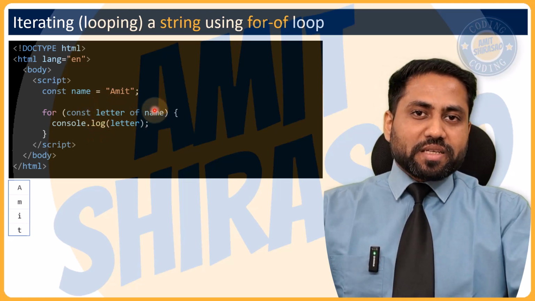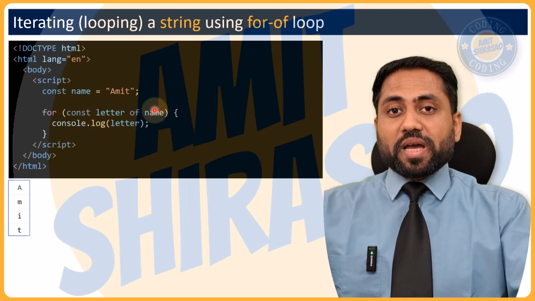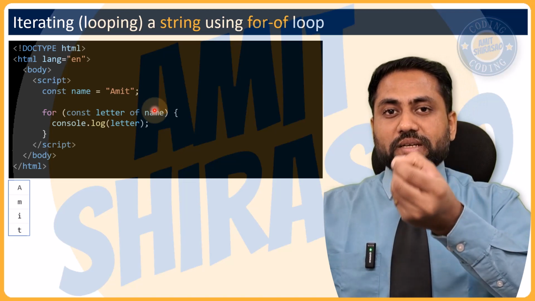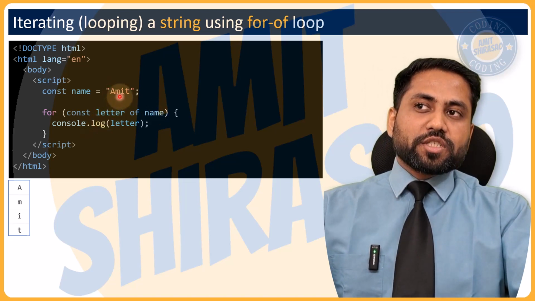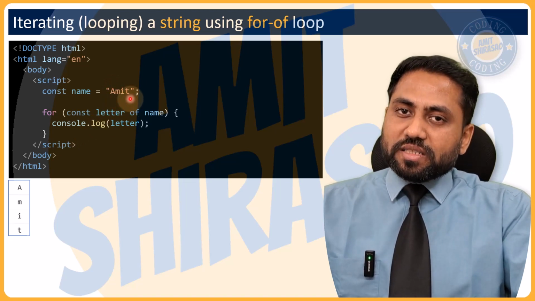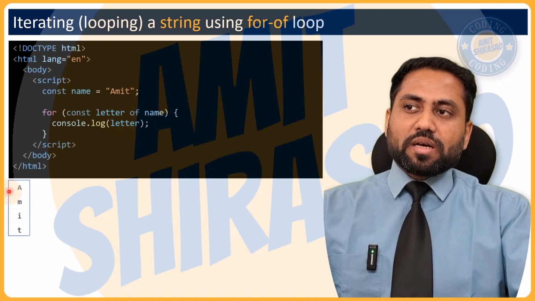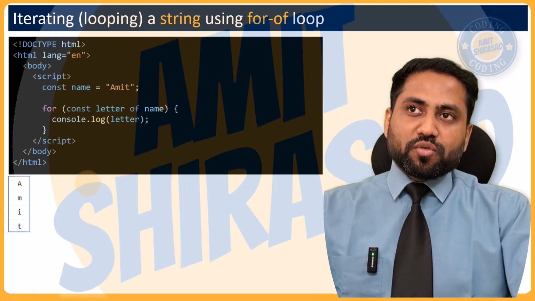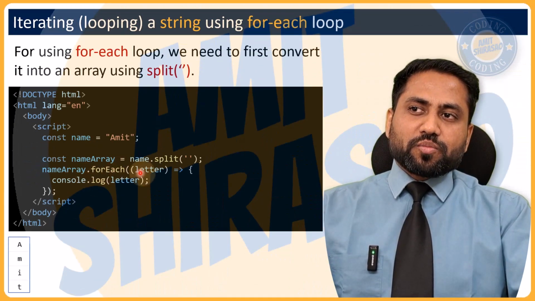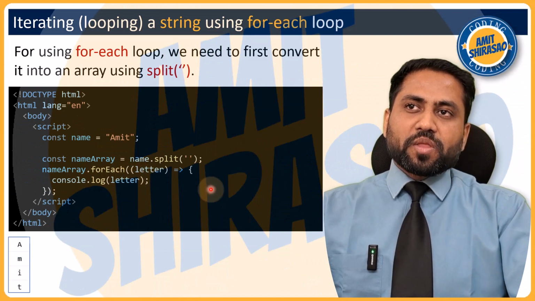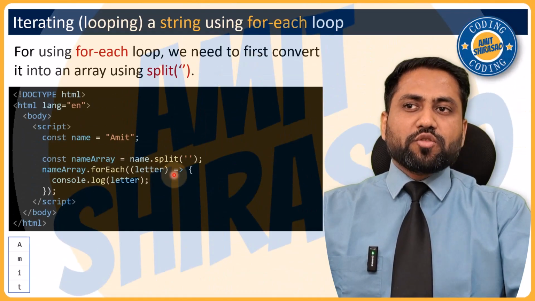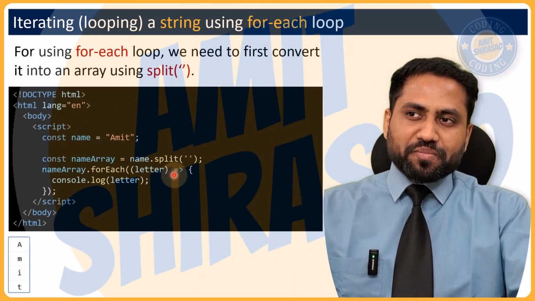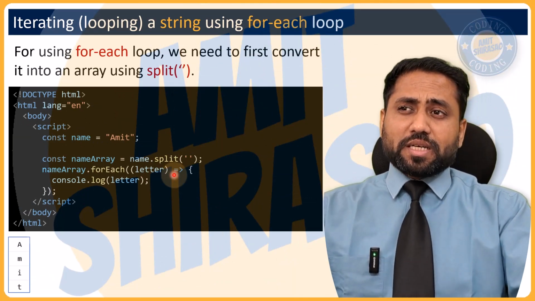So name is a character array, right? So its element is basically a character. In the first iteration it will be a, in the second iteration it will be m, third iteration i, and fourth iteration it will be t. So this is how you can use a for of loop. And a for each loop can also be used, as we can see over here, or you can use a for each loop with value, index, and array also. I have not given that example, but you get the idea now.